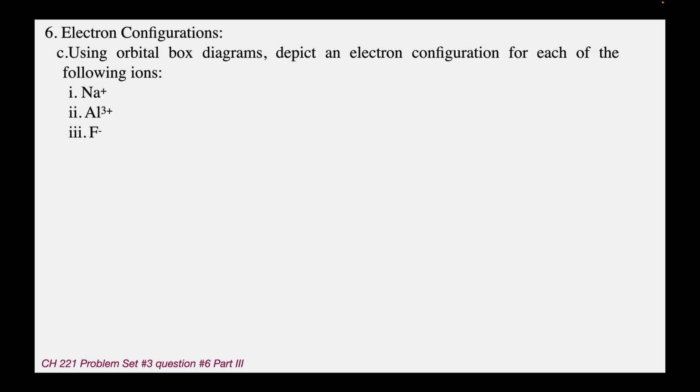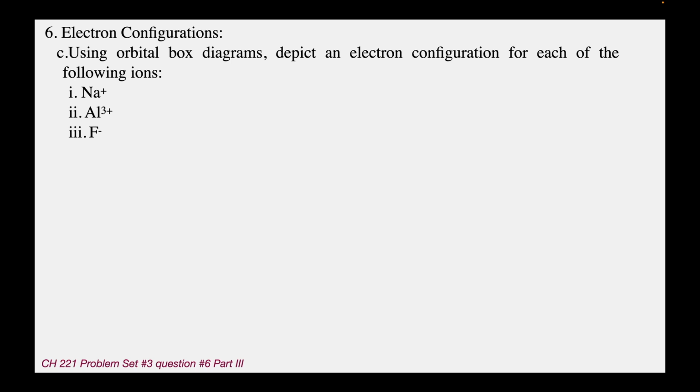In this question, we want you to write the orbital box diagrams for the electron configuration of these ions. Now, an ion is just an atom with one or more electrons that have been lost or gained. So you can see the first two are cations. Na+ has lost an electron. In the second one, aluminum 3+, aluminum has lost 3 electrons. But the third one is an anion, a negative ion. In this case, fluorine has gained an electron to make the F-1 ion, or the F-1 anion.